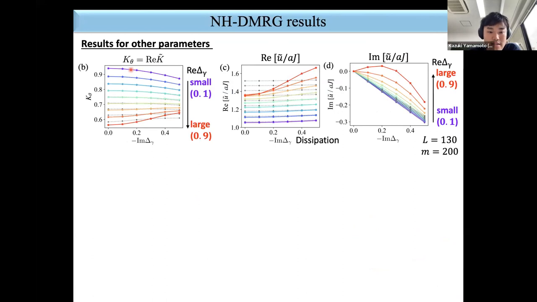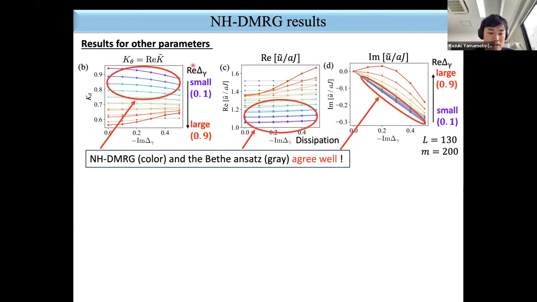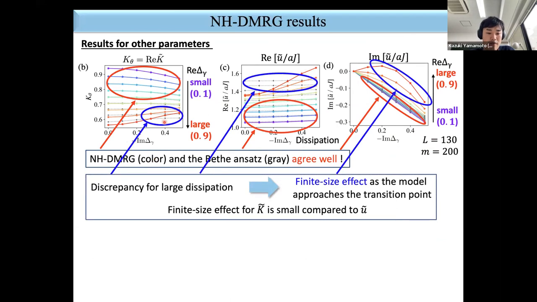Okay, then these are the results for other parameters: K theta, which is the real part of K tilde, and the velocity of excitation, its real part and its imaginary part. These lines show the same real delta gamma as in the previous slides, and we fixed the lattice size to 130. Here, non-Hermitian DMRG and the Bethe ansatz agree well again. And for large dissipation, the discrepancy becomes large, and this is due to the finite-size effect as the model approaches the transition point. And we can also see that the finite-size effect for K tilde is smaller compared to that of u tilde.